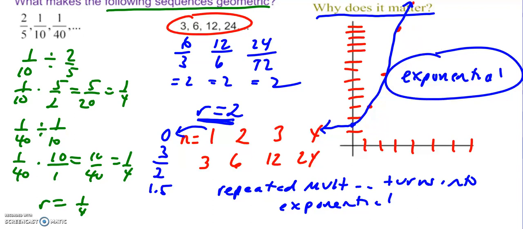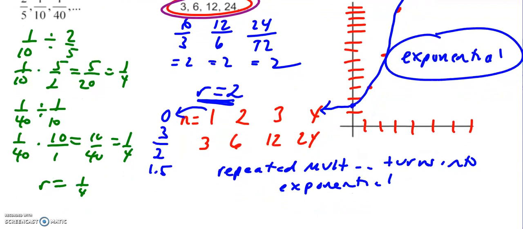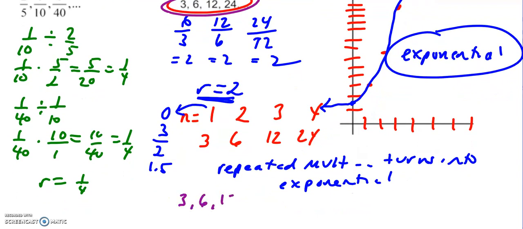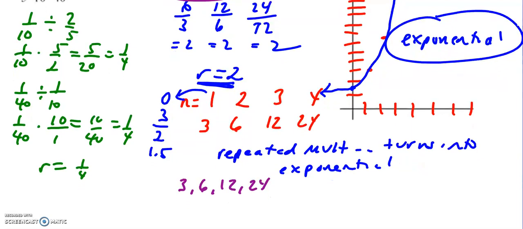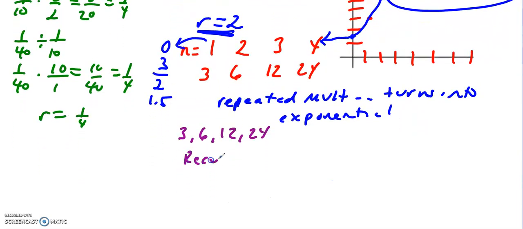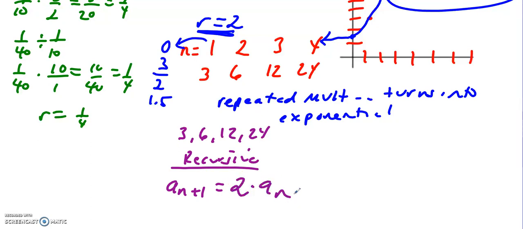Okay. Just like the arithmetic video, something else that I think would be important to point out about this sequence, let me write down 3, 6, 12, 24. If I again wanted to find a recursive idea, that a sub n plus 1 is something happening to the previous term, and if I looked from the first to the second, I'm multiplying by 2. Second to the third, I'm multiplying by 2. So my recursive sequence would be that the next term equals 2 times the previous term.